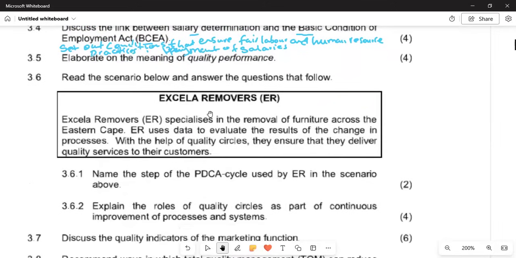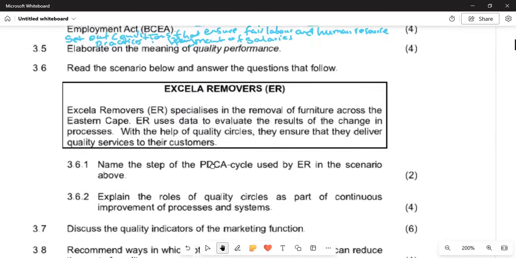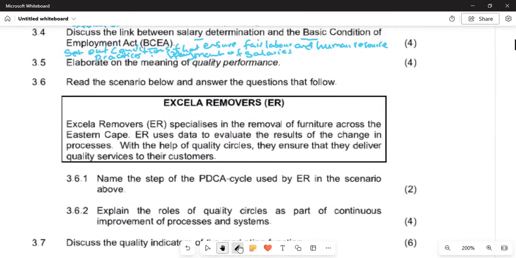Now we move on to 3.5, whereby 3.5 says, elaborate on the meaning of quality performance.